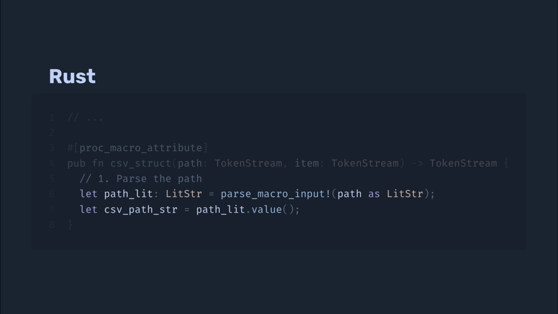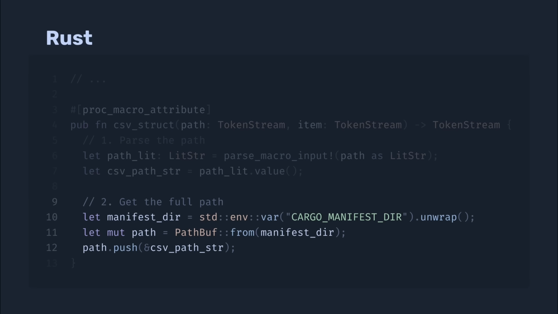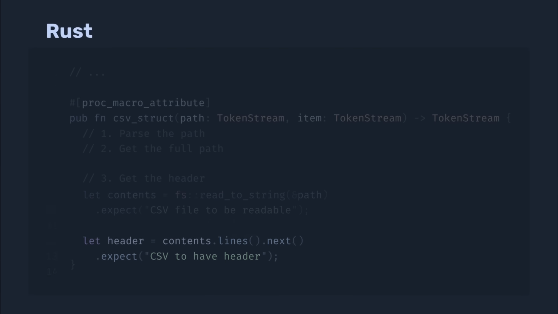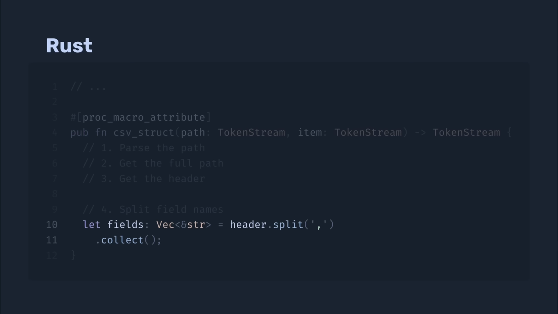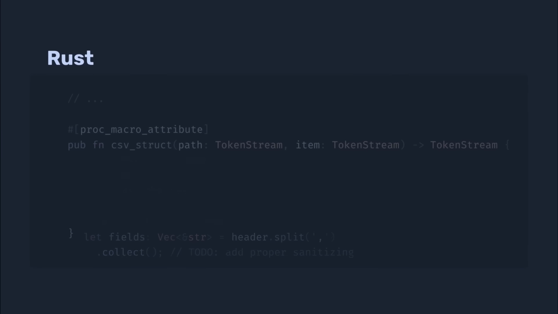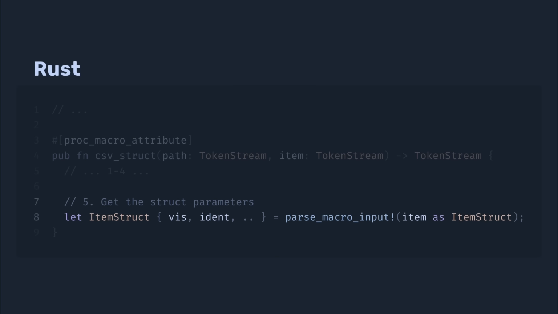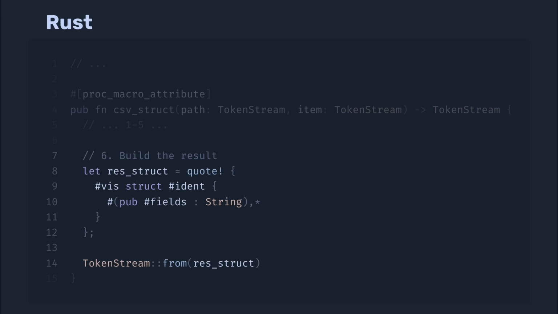Then we're getting the full path to the CSV file starting from the cargo manifest dir. After that, we're reading the file content and getting the last line. Now, splitting it into field names. We should probably process them here, but let's try to keep things simple. Then, since we're modifying an existing struct, let's get its visibility modifier and name. And finally, let's build the final structure.